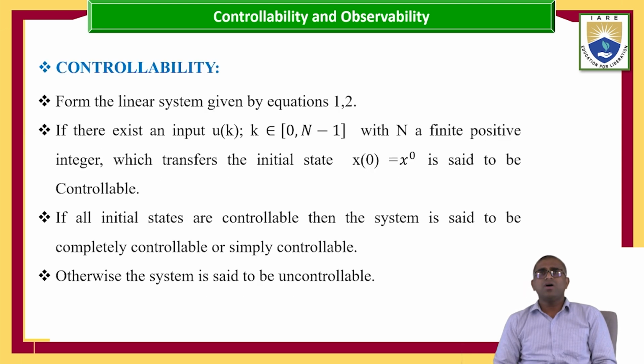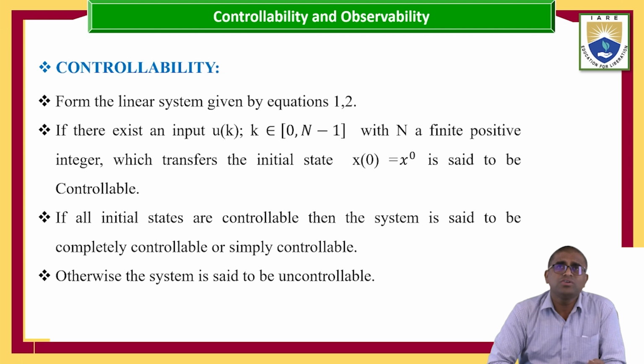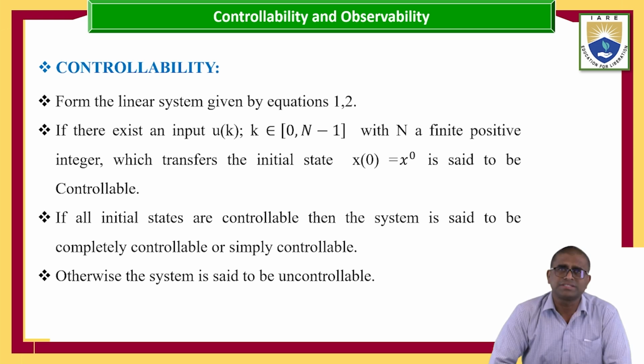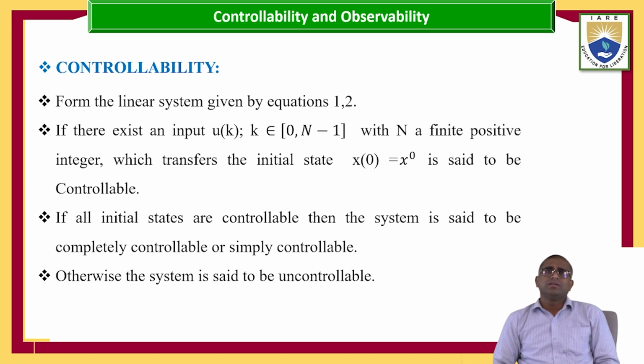Now I am going to do the controllability test. For the state equation and output equation of these linear systems, I am going to take the controllability test. If you define controllability, it exists only for an input, where the input ranges from 0 to n minus 1 for a finite number of integers. That is, in the case of controllability, the input transfers the initial state to the x naught value. So it is said to be controllable.